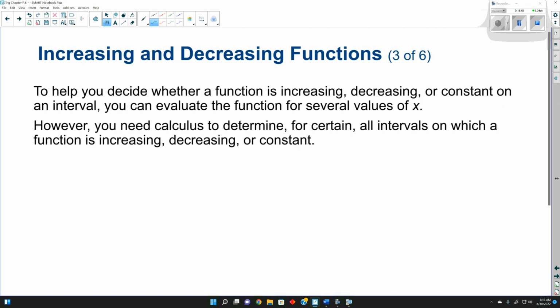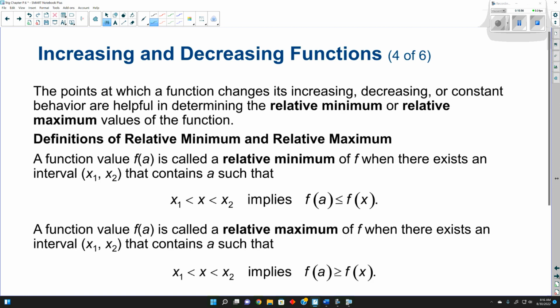However, you can use calculus to determine for certain all intervals on which a function is increasing, decreasing, or constant. It's really taking the derivative of it, trying to find its value and seeing how it works. Or it's really taking the slope, repeated slopes of a line coming around.